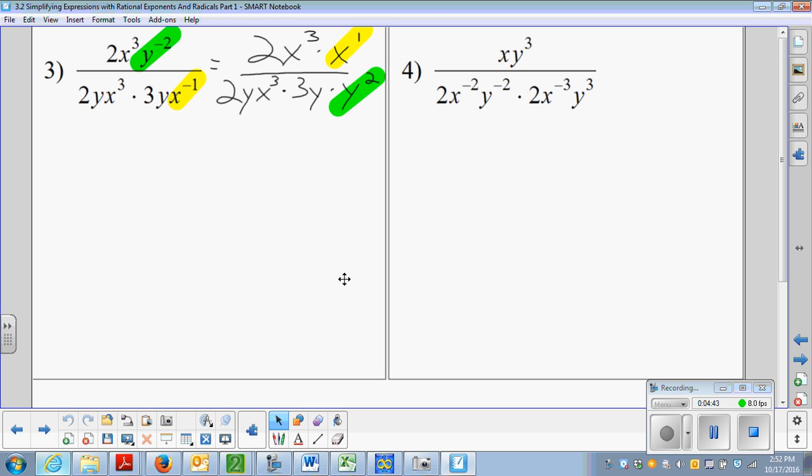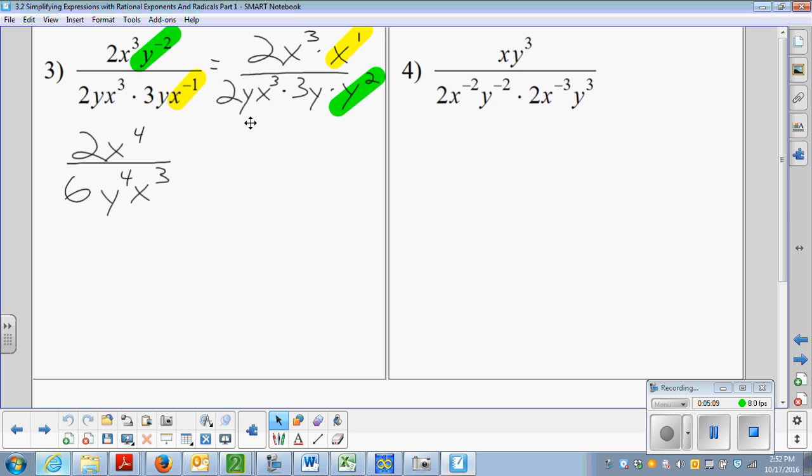All right, now the next thing I want to do is go ahead and simplify. So I have my 2x cubed times x to the 1, and since I'm multiplying, I'm adding these exponents. So 3 plus 1 will be 4. And in the denominator, we'll have 2y times x cubed times 3y times y squared.